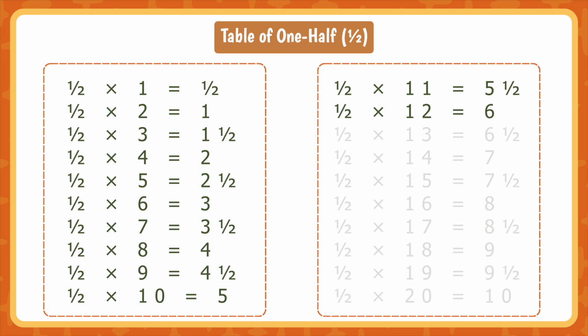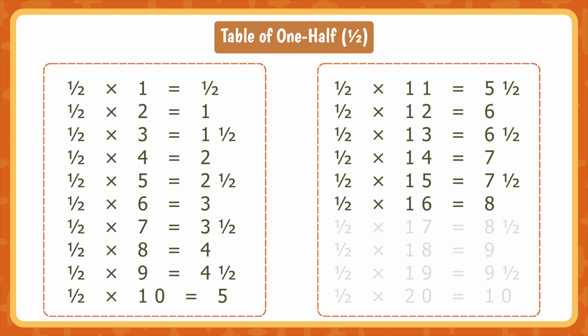A half times 12 is equal to 6. A half times 13 is equal to 6 and a half. A half times 14 is equal to 7. A half times 15 is equal to 7 and a half.